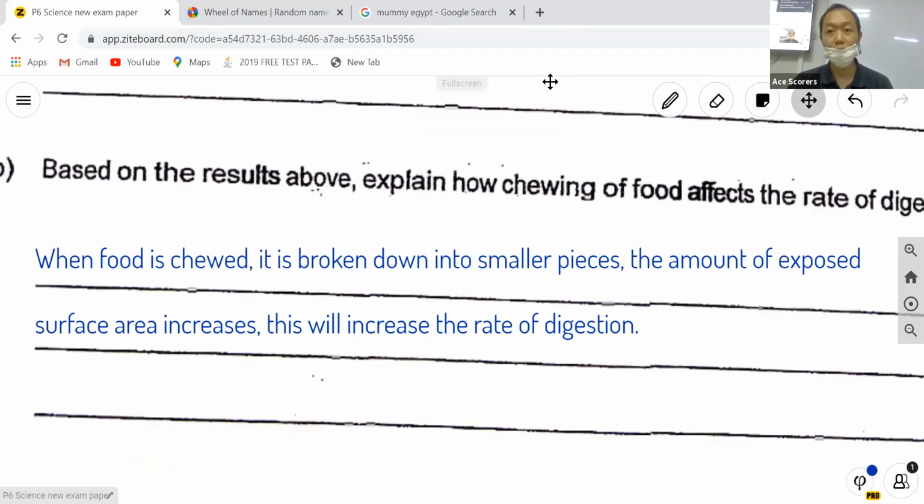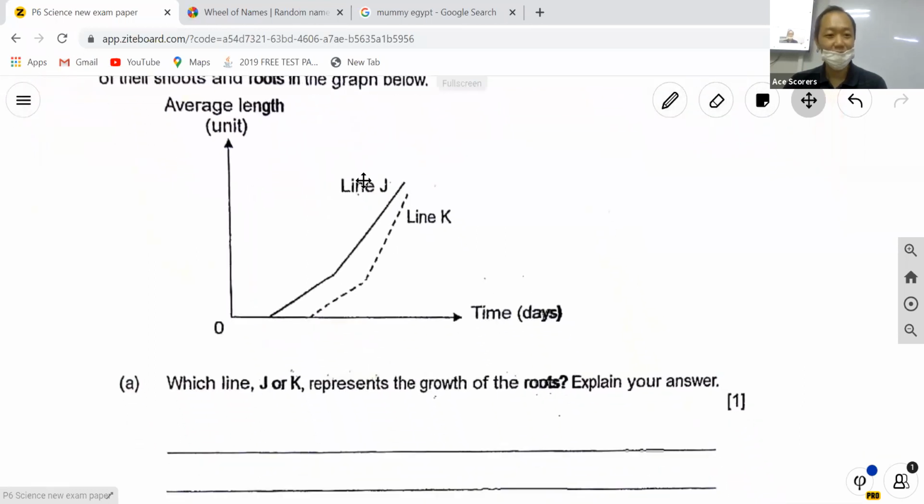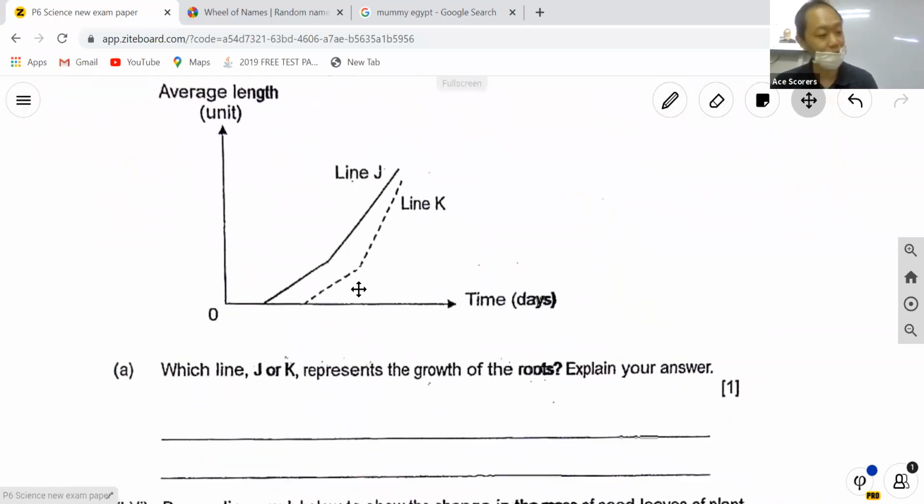Okay, copy first. Give me a second. All right, let's go. Which line, JK, represents the growth of the roots?